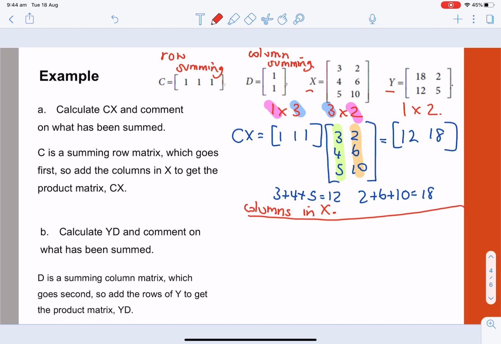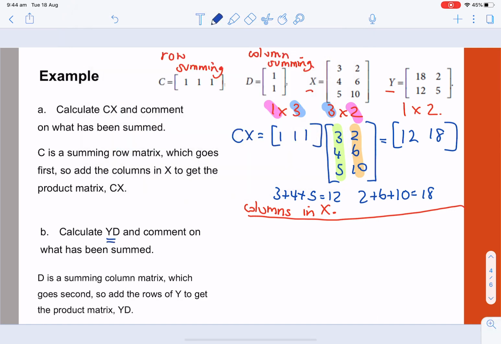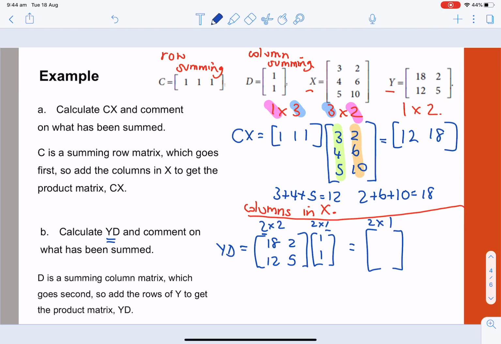And our second question, calculate YD and comment on what has been summed. Notice that Y comes first. So we've got YD is equal to 18, 2, 12, and 5. Close that bracket. And 1, 1. Now I know I've got a 2 by 2 matrix here, and a 2 by 1 matrix here, so I know that I'm going to end up with a 2 by 1 matrix at the end. So I'll pop my boxes there.